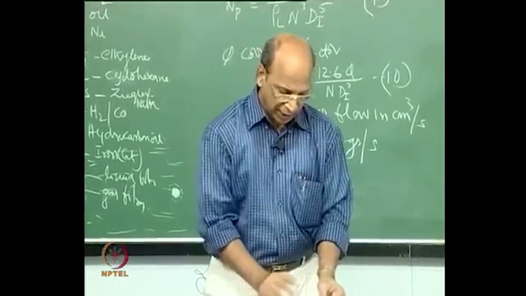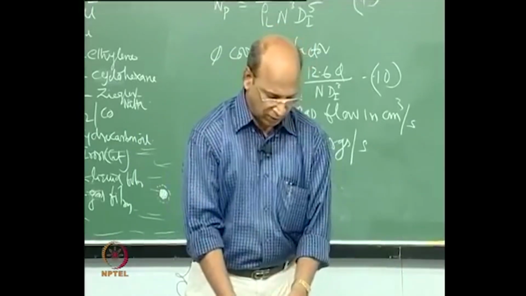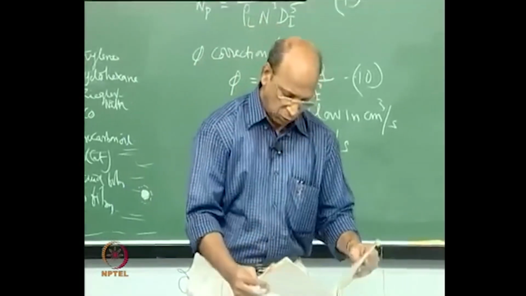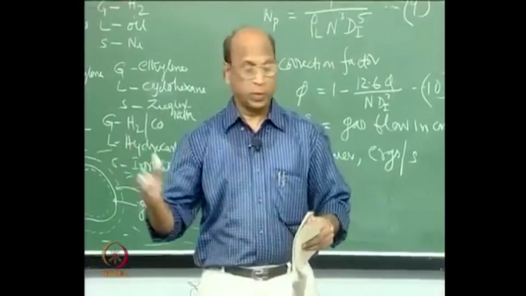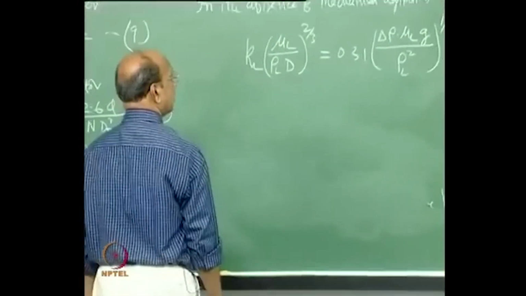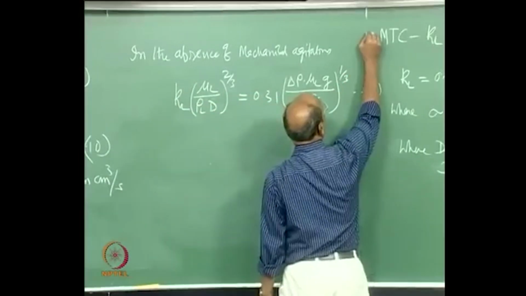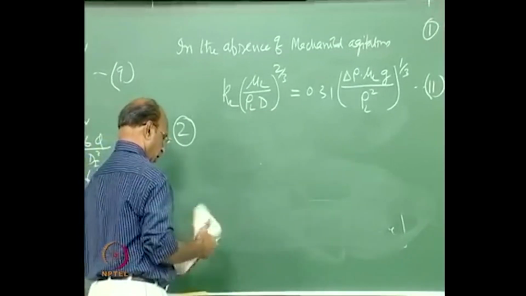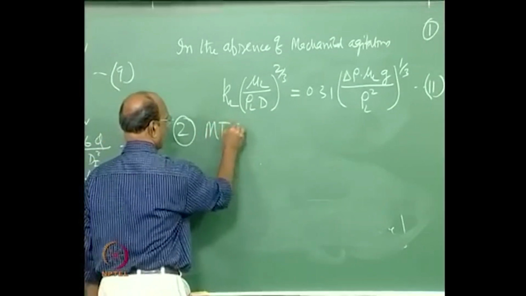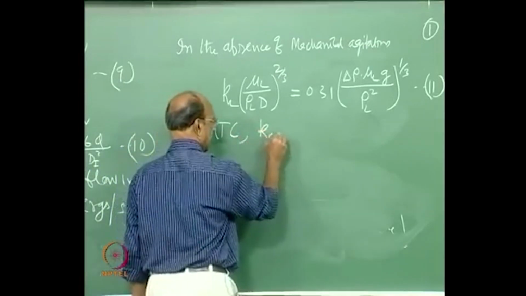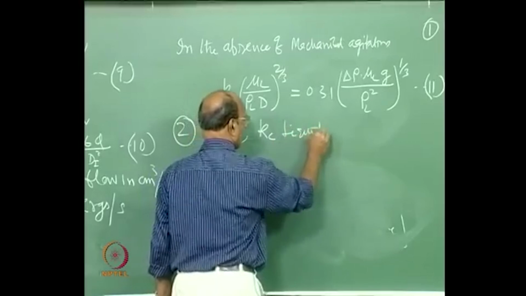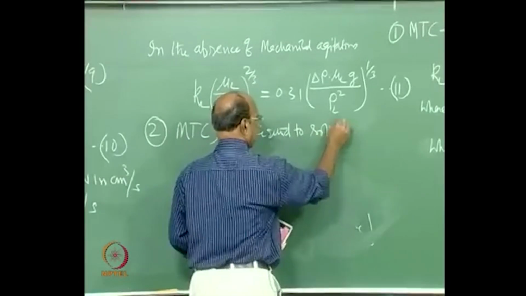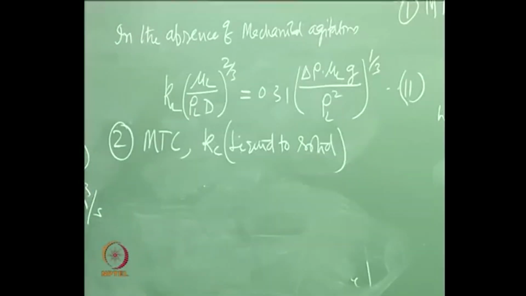Now you have KC. For KC we do not have an equation that we can fit, but we have a graph, Sherwood number versus what should be the other number for KC. This is number 1, and number 2 is the mass transfer coefficient KC from liquid to particle, solid.